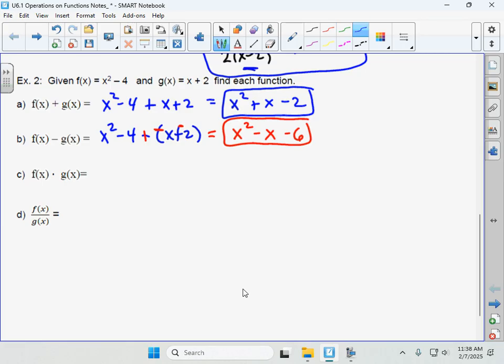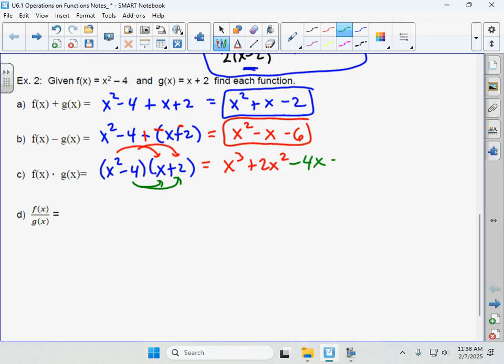All right, multiplication. Here we want to put both binomials in parentheses. And we'll double distribute on this one. Doesn't look like there's any like terms, so that's it.